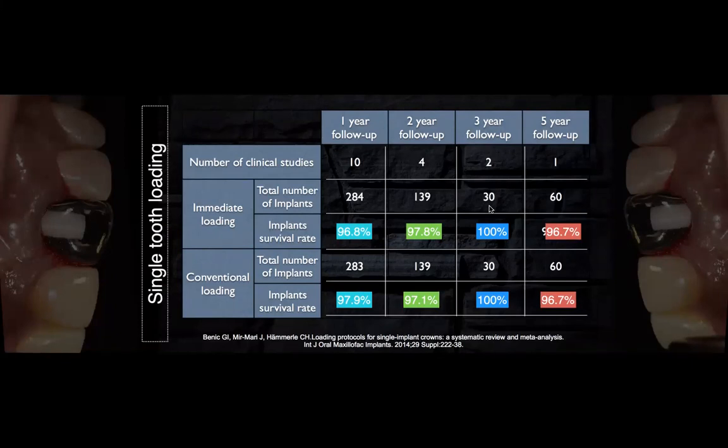So I just color-coded them so you can go ahead and compare between year 1, year 2, year 3, and year 5. You could see those numbers are pretty much similar, okay? There's not much difference between these numbers, okay? So this article was published in the International Journal of Oral and Maxillofacial Implants in 2014. So take a look at this idea. Now this is for a single tooth loading, okay? Now let's move on.